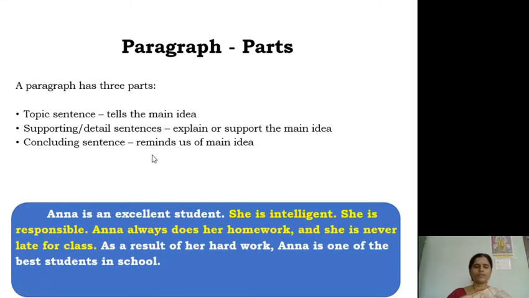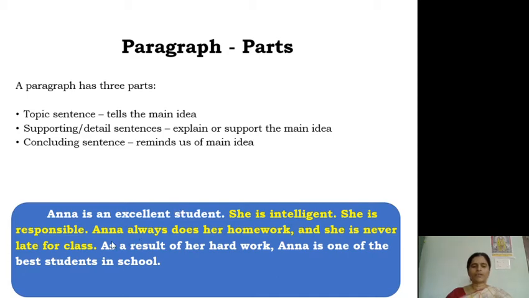Now let us take the same example here. The topic sentence is: Anna is an excellent student. This is the topic sentence. The supporting details are in yellow color, and all these supporting details should support the main statement or the topic sentence. So now let us see all the details. She is intelligent, she is responsible, Anna always does her homework, and she is never late for class. All these sentences support the main idea that she is an excellent student.